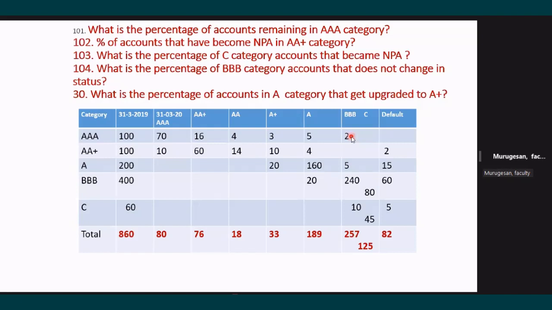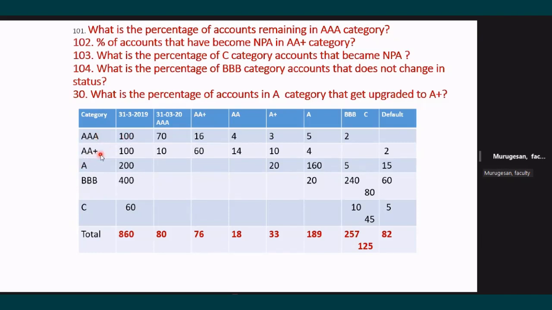Don't worry. Now remember, first don't look at the question. Do the chart. There are 860 accounts in a bank. It may be a bank or a branch. 860 accounts. Just data. 100 accounts last year were in the AAA category. Sir, what is AA plus? Don't worry. They have already given AAA: 100 accounts were there.